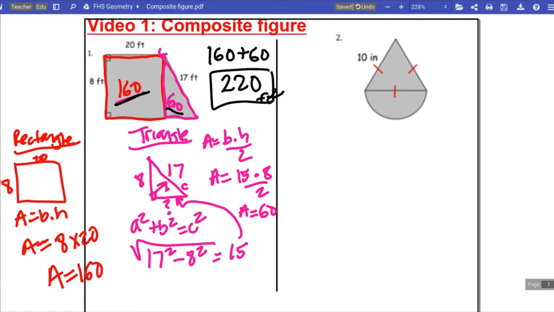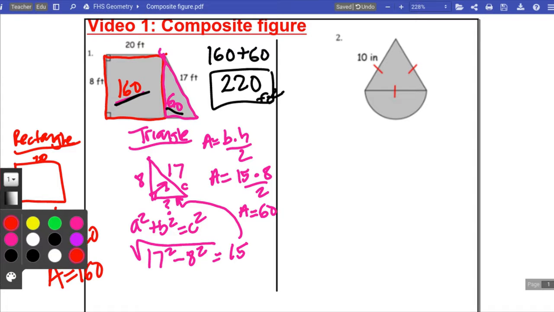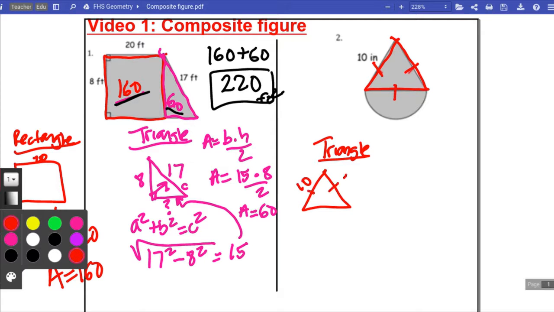So with number 2, I have the following. I'm going to use red again. All right, so we have a triangle. I'm going to redraw it here. It looks like 10, 10, 10 for the sides. All right, area is base times height divided by 2. Let's check to make sure we have everything in place.